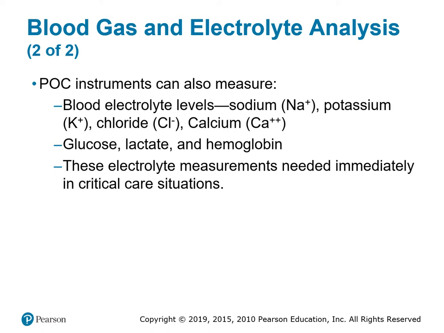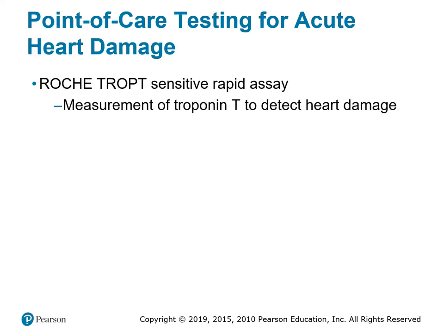All right. So, the troponin T. So let me go back. Point of care testing for acute heart damage. The Roche Trop T sensitive rapid assay is a measurement of your troponin T to detect heart damage. All right. So naturally, this should be done in the event that we believe that someone has an MI. All right.